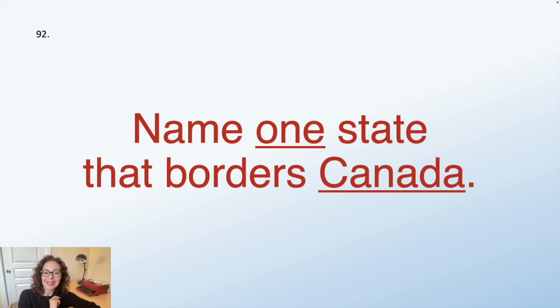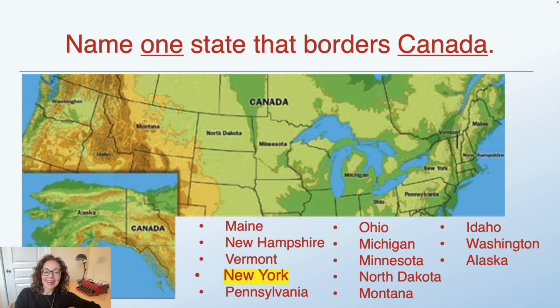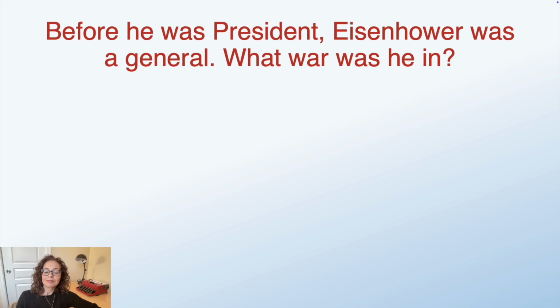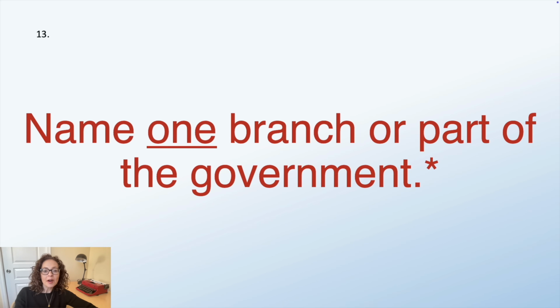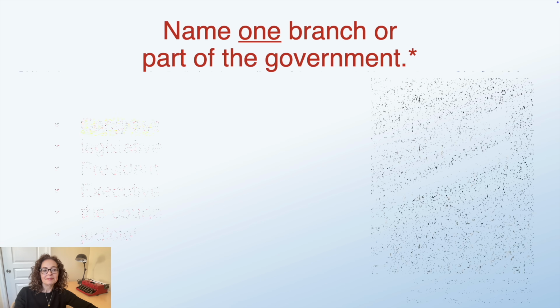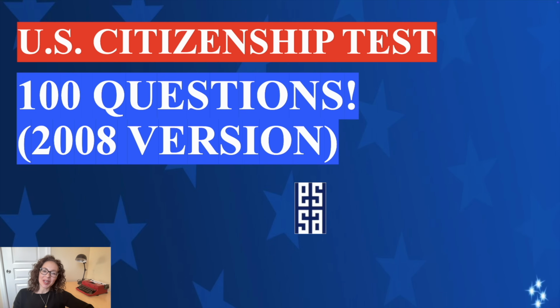Name one state that borders Canada. So Canada to our north, one state. We have many. I chose New York. Before he was president, Eisenhower was a general. What war was he in? Eisenhower was in World War II. Name one branch or part of the government. Congress. And there you have it, all 100 civics questions.